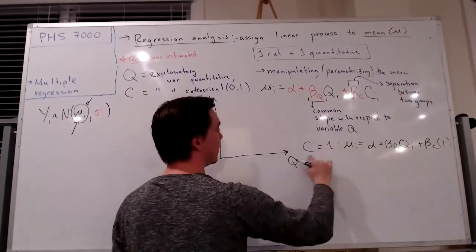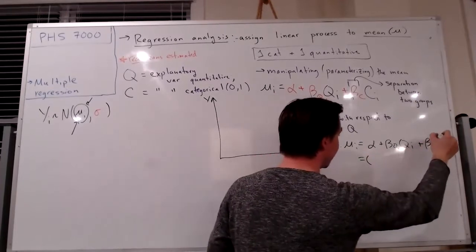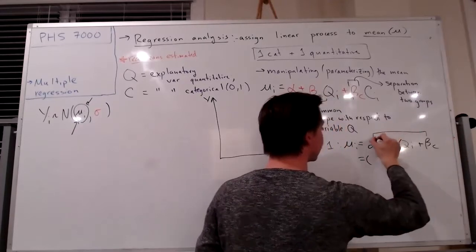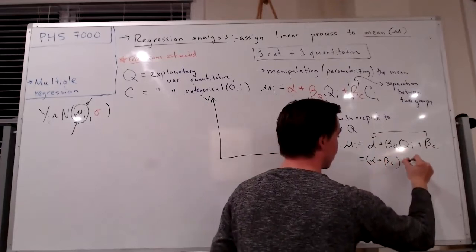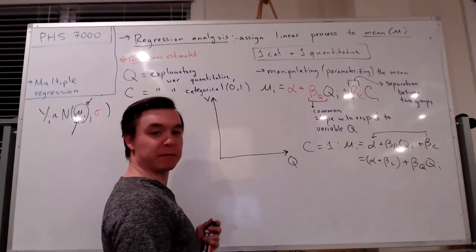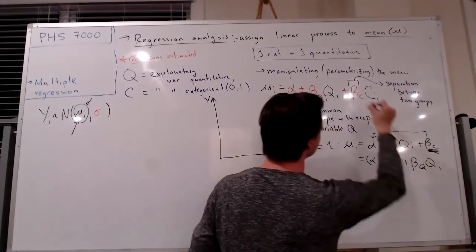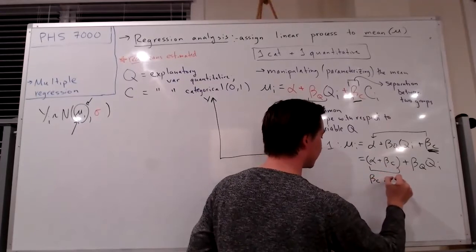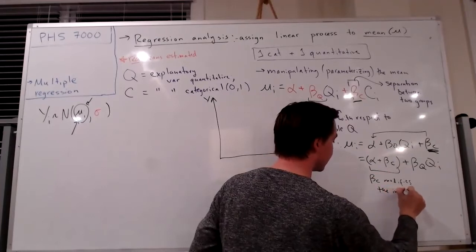When my categorical variable is equal to 1, this would be my regression line. And so if I combine beta times 1, which is just beta, I have alpha plus beta c, plus the slope times my quantitative variable. So it is then clear that this coefficient, beta c, modifies the intercept.